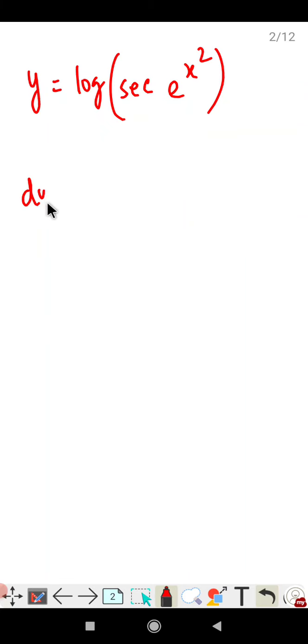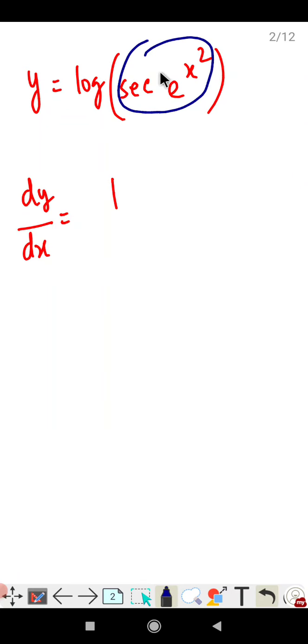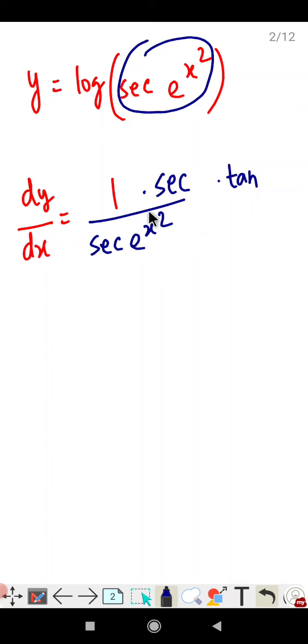Now come here. So dy by dx, differentiation of y with respect to x, is equal to differentiation of log x. Consider the whole thing inside as x. So differentiation of log x is 1 by x. So we have to use chain rule for this one again. So what is the differentiation of secant x? Secant x into tan x. So instead of x we are having e power x square. Therefore secant e power x square, tan e power x square.